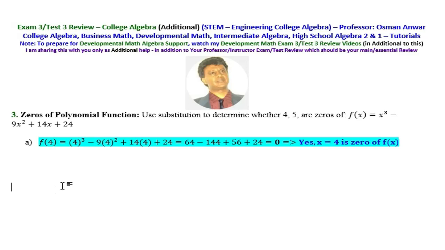A, f of 4 equals 4 cubed minus 9 times 4 squared plus 14 times 4 plus 24. That is equal to 64 minus 144 plus 56 plus 24, and that's equal to 0. That means yes, x equals 4 is a zero of f of x.